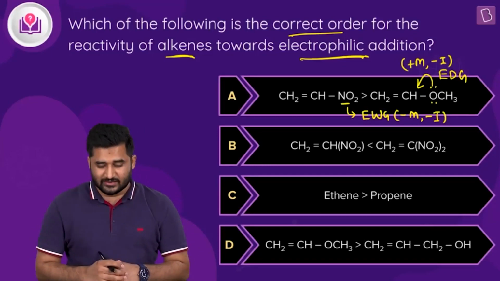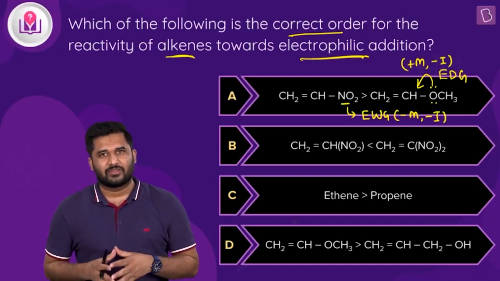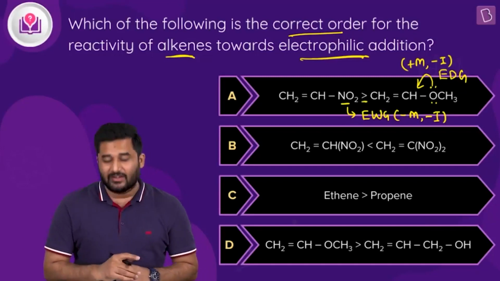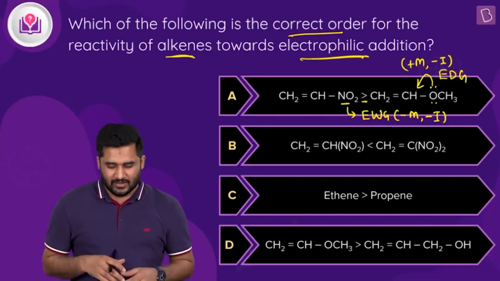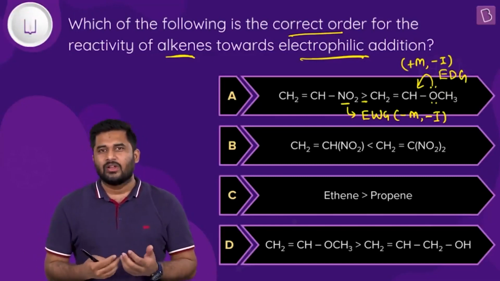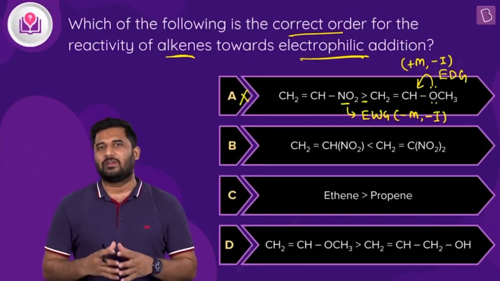And hence the electrophile will find it easy to attack on it, so it will be more reactive towards electrophilic addition. Which means this symbol here has to be just reversed, isn't it? This methoxy group should be more reactive than the nitro, so this option is not right, because the symbol is not correctly placed.